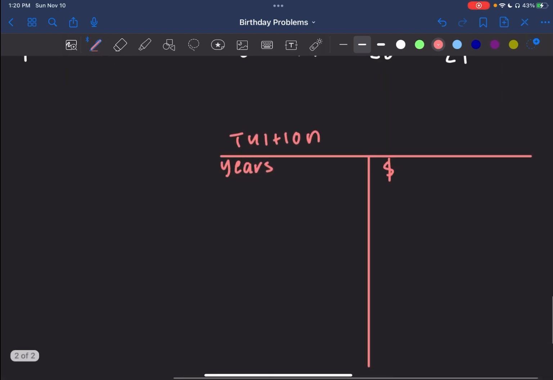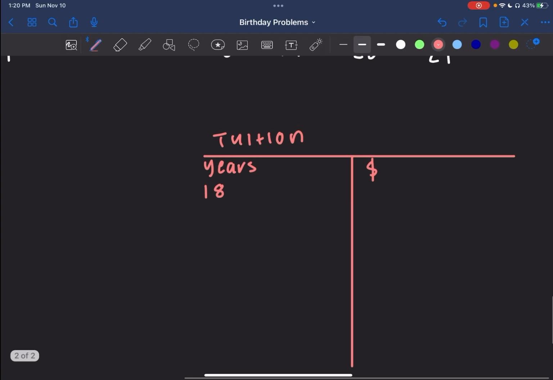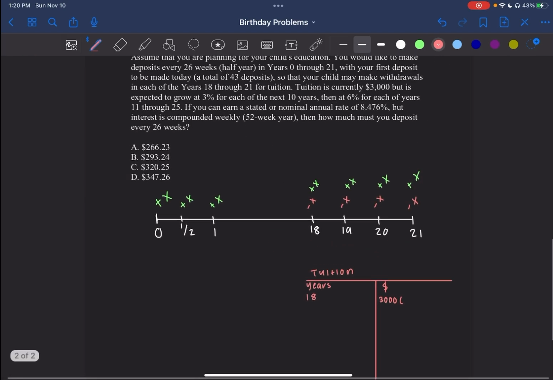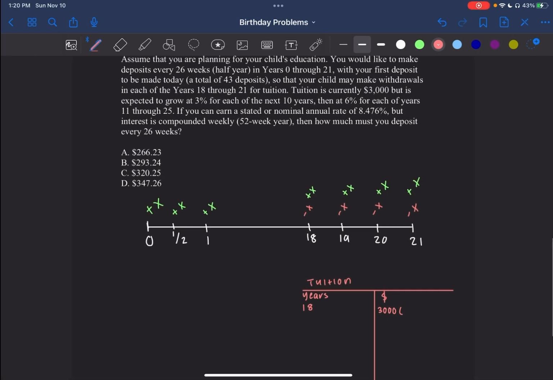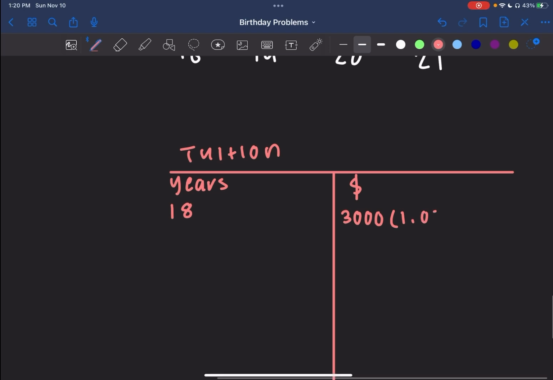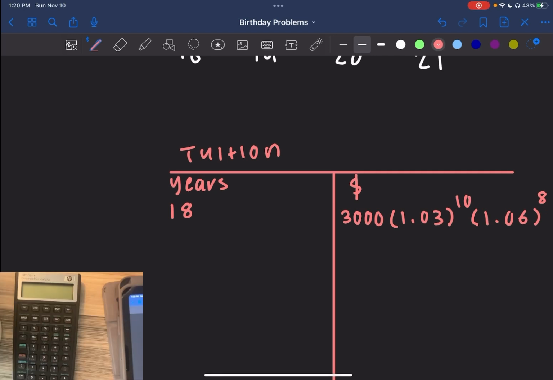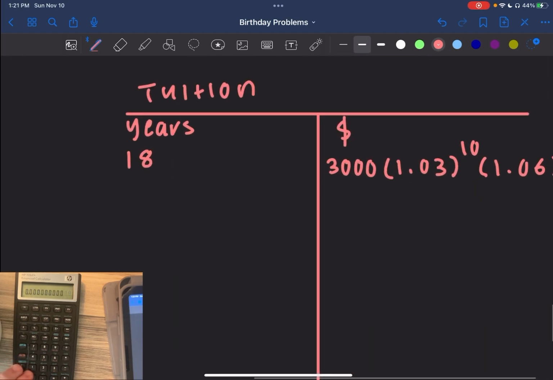So at year 18, it's going to cost $3,000, however, it's going to grow at a rate of 3% for 10 years. And then it's also going to grow at a rate of 6% for 8 years. Technically, what you could do is 3,000 times 1.03 times 1.03 and do that all the way up to 10 and then 18 with the 6%. However, that's going to take way too long. So this is just a shortcut to get that done a lot faster. So let's figure out what that answer is.